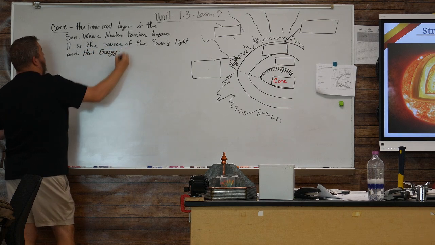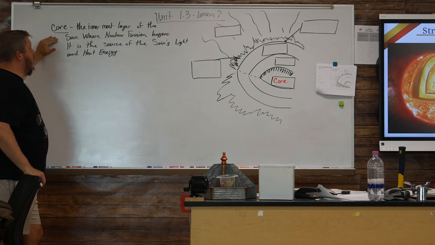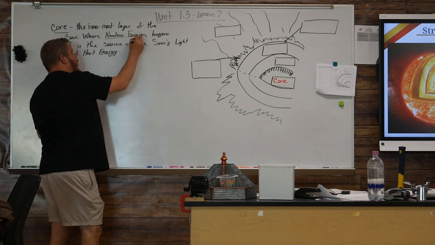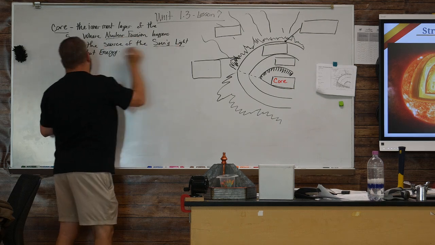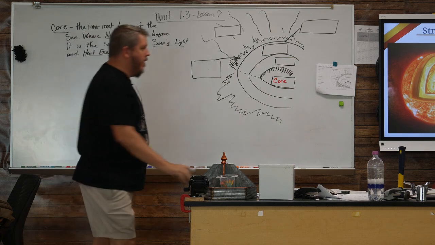Now, I'm going to be really honest with you. They love testing the core. Make sure you understand that. It's the one that's at the very center. It's where nuclear fusion happens, and this is where the sun's light and the sun's heat is being created. Make sure you understand that one. That one's a really important layer.